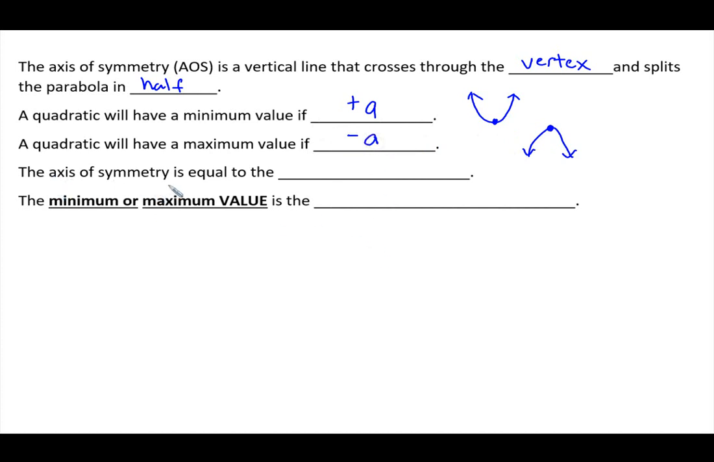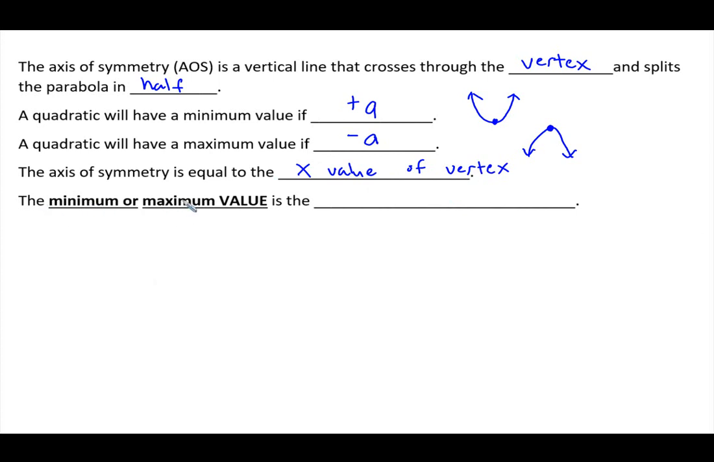Whenever you're asked for the equation for the axis of symmetry, it's equal to the x value of the vertex. So whatever the x value of the vertex is, that's the equation for the axis of symmetry. One thing, make sure you don't just give me a number. The axis of symmetry is a vertical line, so make sure you give me x equals that number.